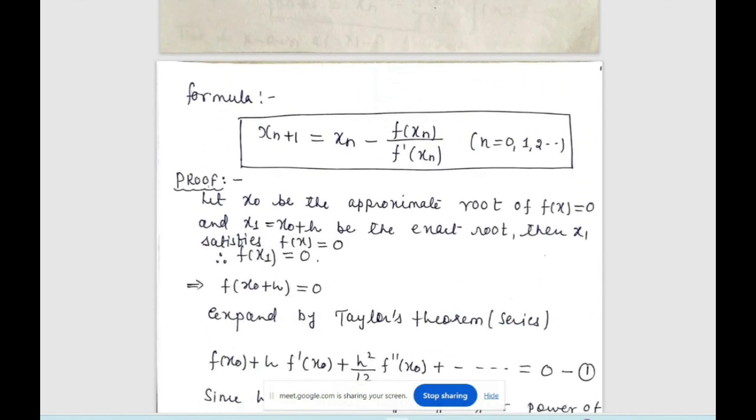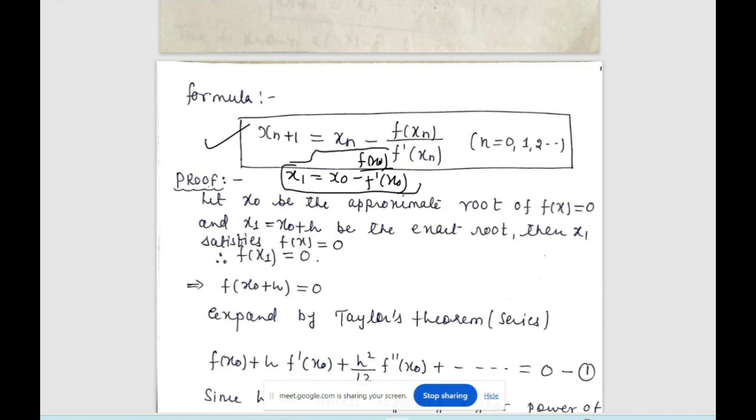First of all, you have to be clear about what the NR formula is, which you will apply to solve the equation. The formula is this one: x(n+1) equals x(n) minus f of x(n) upon f dash x(n), where n varies from 0, 1, 2, 3, and so on. If you put n equals 0, you will get the first value x1 equals x0 minus f of x0 upon f dash x0. Okay, this will be your first approximation.